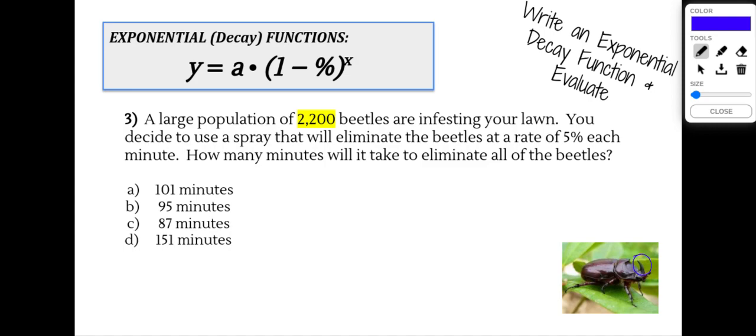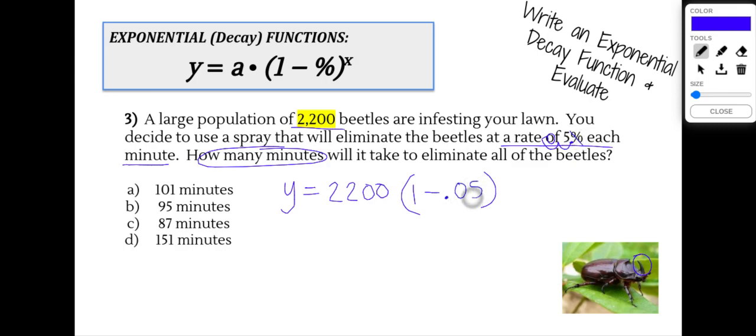Wow. Okay. Here's our starting value of beetles. We are eliminating them at a rate of 5% each minute. How many minutes is it going to take for them to be gone? All right, exterminators, let's write a function rule for this. Y equals, we're going to start with 2,200 beetles. All right, we are decaying them. They're dying. 1 minus 5%. So remember decimal, back it up, put the 0 there, 0.05. And then the exponent is going to be the time periods. So we're asked how many minutes? Well, I don't know how many minutes. So we're actually trying to find this x.